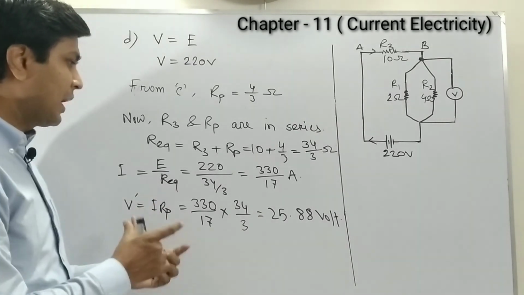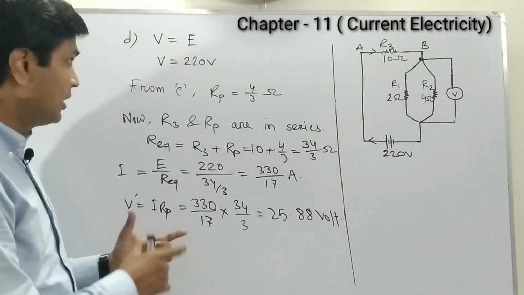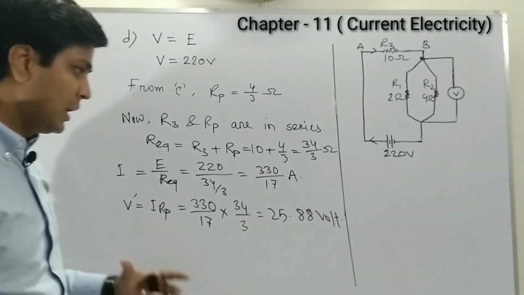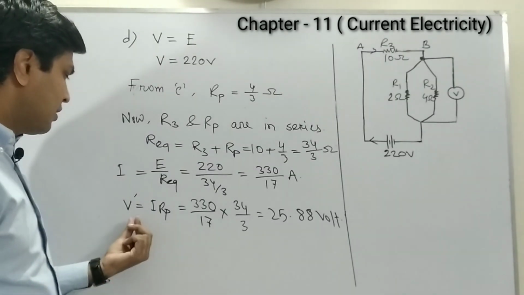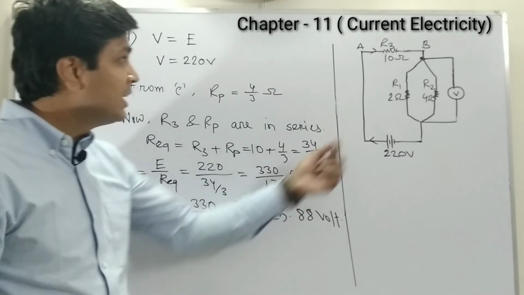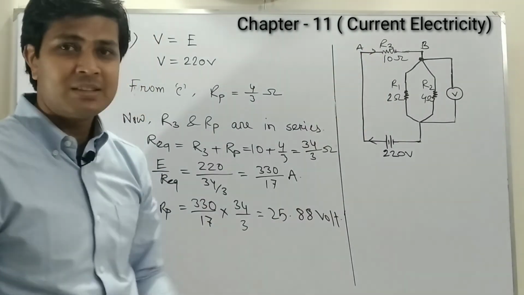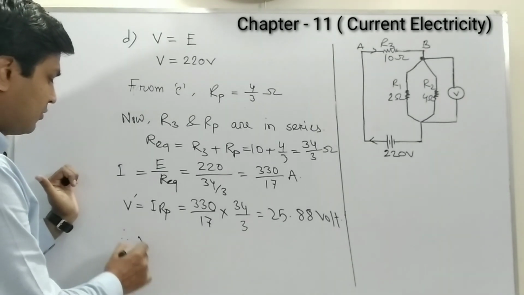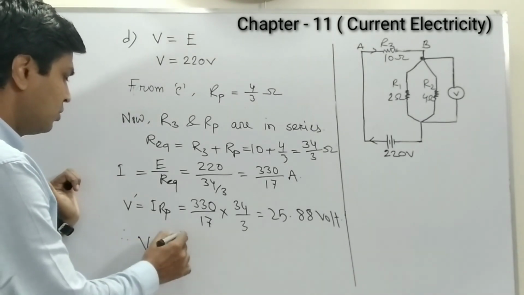From the above calculation, we can see the potential difference of the given circuit, 220 volt, is not equal to the voltage difference when 10 ohm resistance is connected between A and B. So we can write V is not equal to V prime.